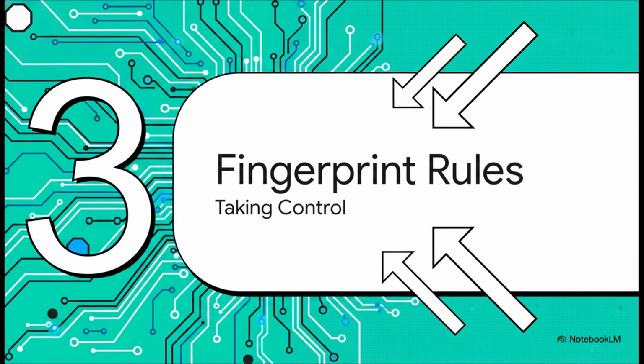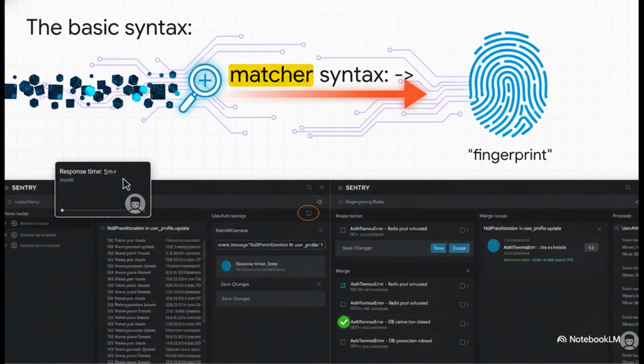So what do we do? We have to take back control from the default algorithm when it gets confused. And our number 1 most powerful tool to do this is a custom fingerprint rule. These are rules you set up right in your Sentry project settings to override that default logic and tell Sentry exactly how you want things grouped. And the best part? The syntax is so simple. Seriously, this is it. On the left, you have a matcher that looks for certain patterns in an error.